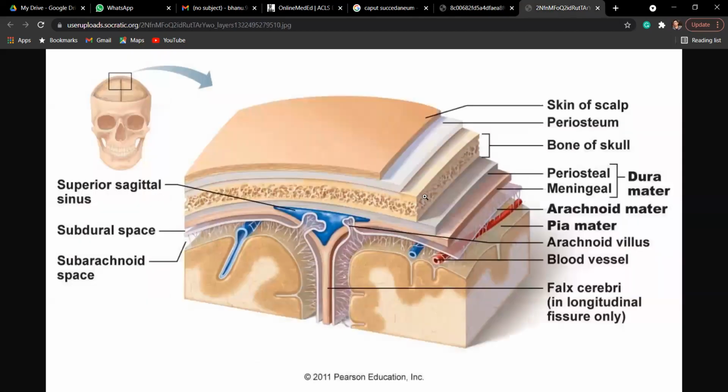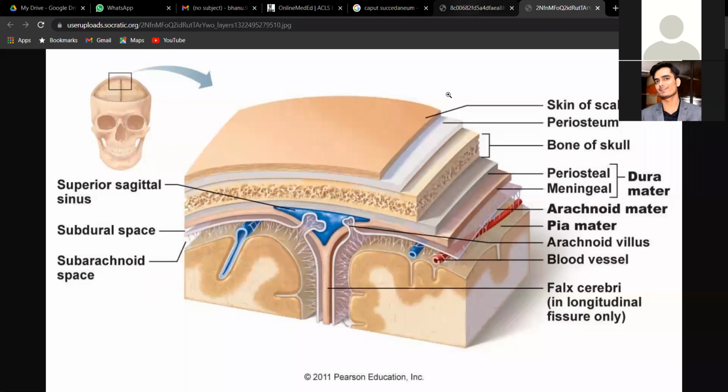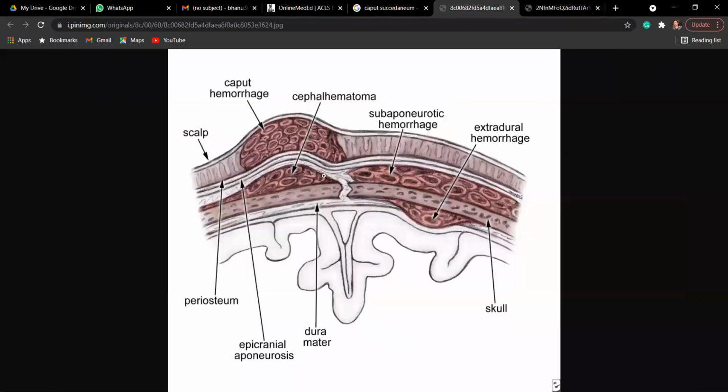Now, between the periosteum and the skull bone, you have the subperiosteal hematoma or hemorrhage, as you can see here. This is known as a cephalohematoma also, and it happens between the periosteum and my skull. Because my periosteum is fused with my skull at the suture points, this kind of hematoma cannot cross the midline. If it is present in the frontal region, then it will present only there.